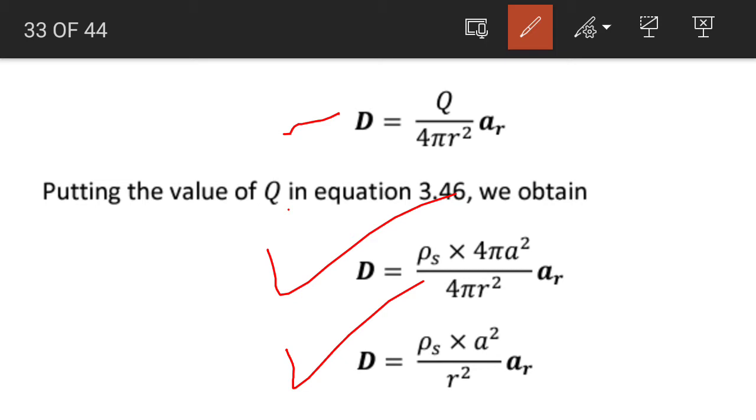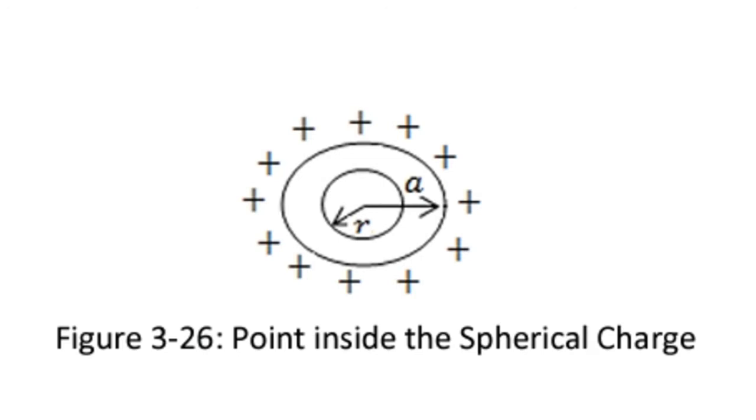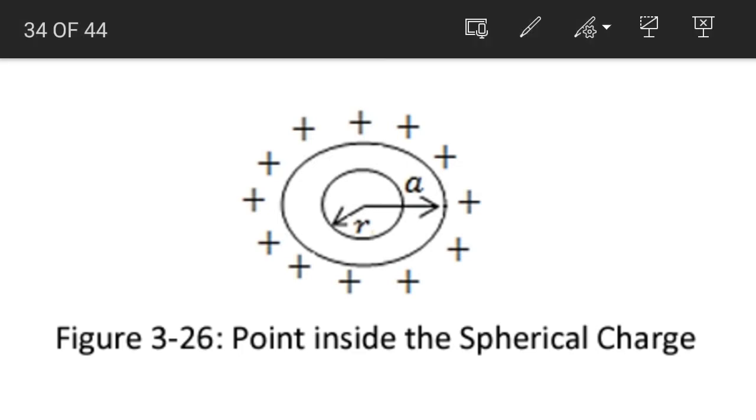So the electric flux density at point P will be equal to rho s a square by r square into a R. So we will use this particular equation to find out the electric flux density at a point which is located outside the source. Now we consider another point which is located inside the source.